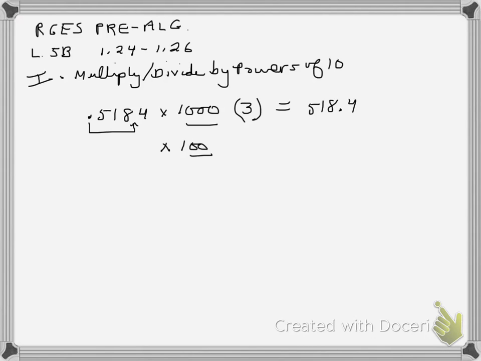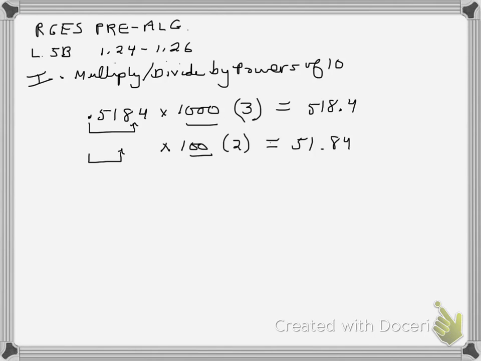What if instead I had wanted to multiply the original number by 100? Well, this is 2 places, so this time I will move the decimal over from the original decimal place 2 places, getting 51.84. And that's as simple as it gets.